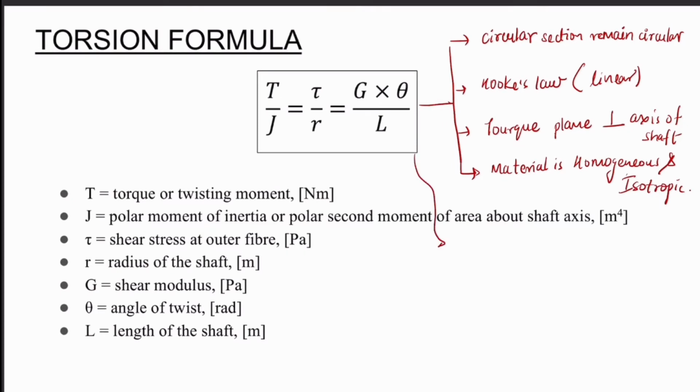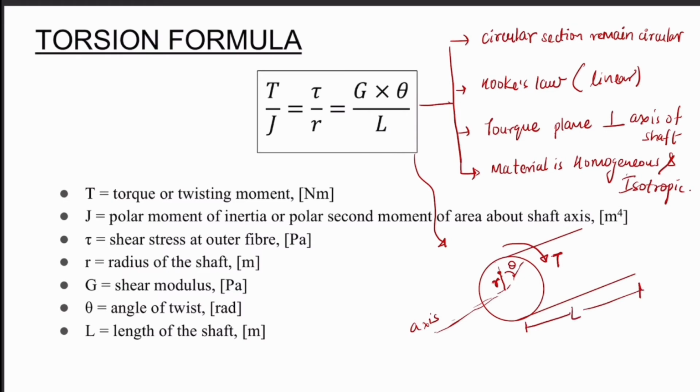Let's see each term in this formula deeply. Here we have the shaft in which the torque is acting. This is the axis of the shaft. Torque is acting on a plane perpendicular to the axis. R is the distance of the point at which we need to find the shear stress, and theta is the rotation or angular twist because of the torque. Here we have the length of the shaft, and polar moment of inertia, as you already know, is given by inertia about xx plus inertia about yy.